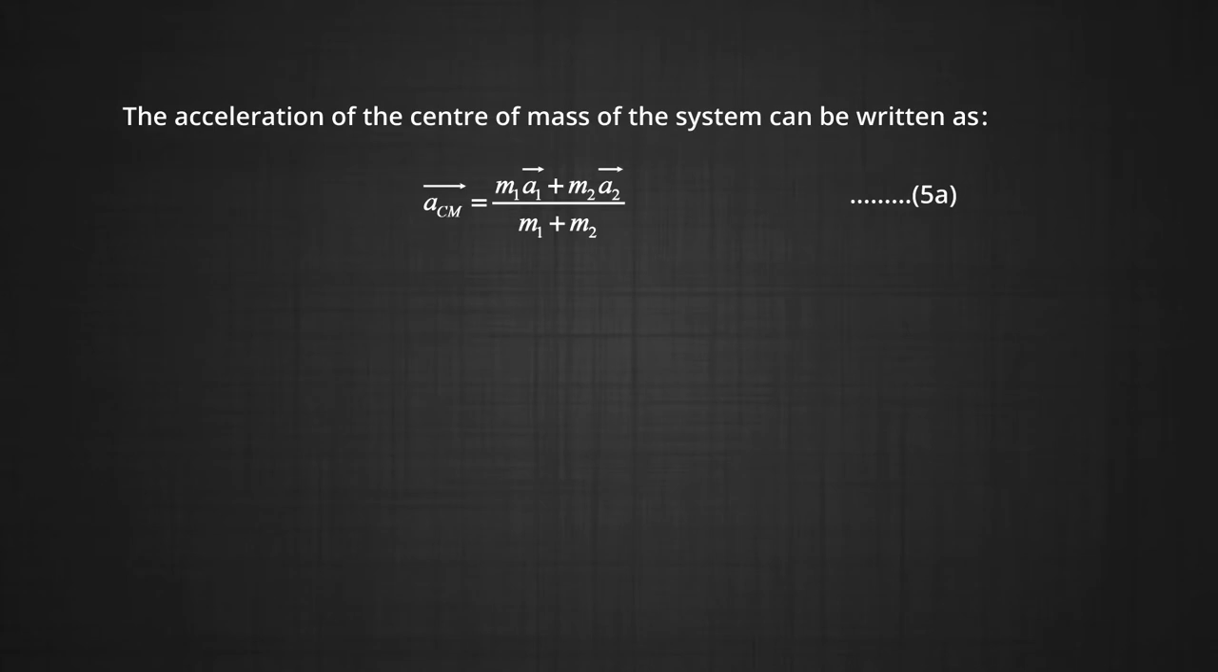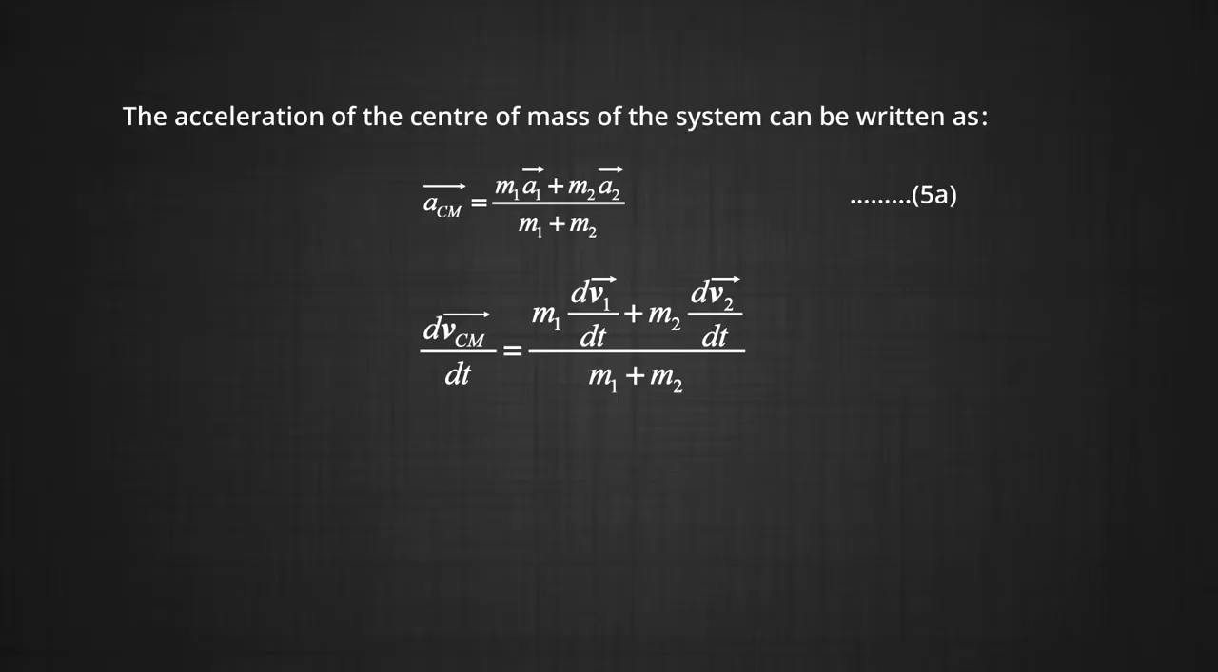We can write acceleration as the derivative of velocity. Therefore, the left hand side can be written as the derivative of the velocity of the center of mass. The right hand side can be written as m1 times the derivative of the velocity of mass m1, which is dv1 by dt. Similarly, we can write for the second term. So, we can write the right hand side as m1 dv1 by dt plus m2 dv2 by dt, the whole divided by m1 plus m2.